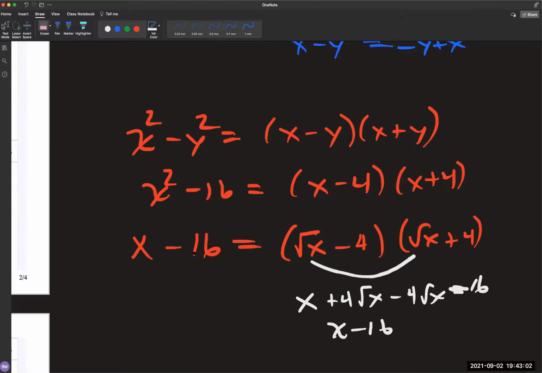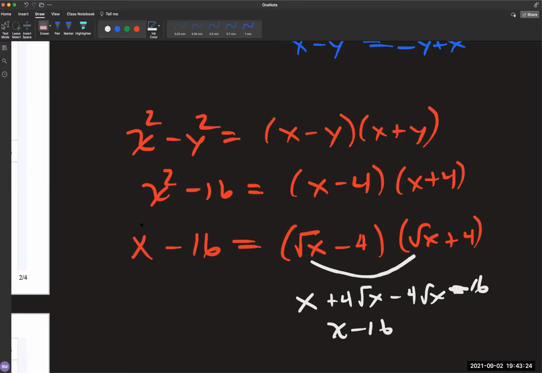And then x minus 16 can be rewritten this way, the square root of x times the square root of x. So technically, I can consider x a perfect square. So I do have a difference of 2 squares. The only thing here is that this is the square root of x squared minus 4 squared, right? And that's what leaves this.